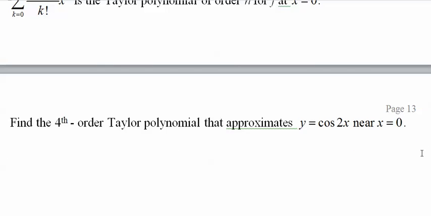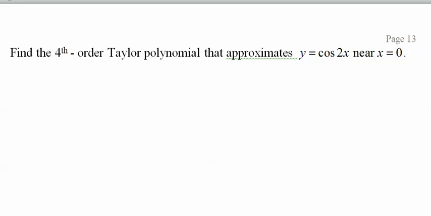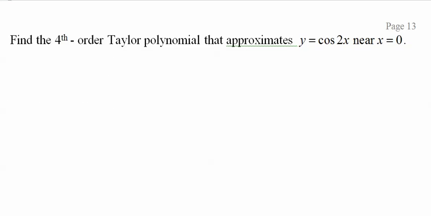Find the fourth order Taylor polynomial that approximates y equals cosine of 2x near x equals 0. As we said earlier, it's going to be extremely tedious doing all these over and over again. Here's what we're going to get to eventually. Cosine of x equals 1 minus x squared over 2 factorial plus x to the fourth over 4 factorial minus dot dot dot. If we want the fourth order, then we only need these terms.